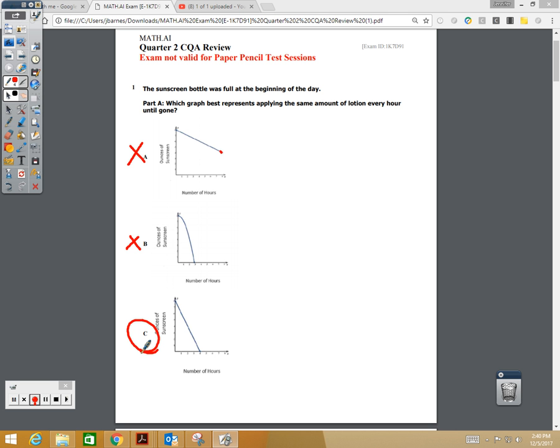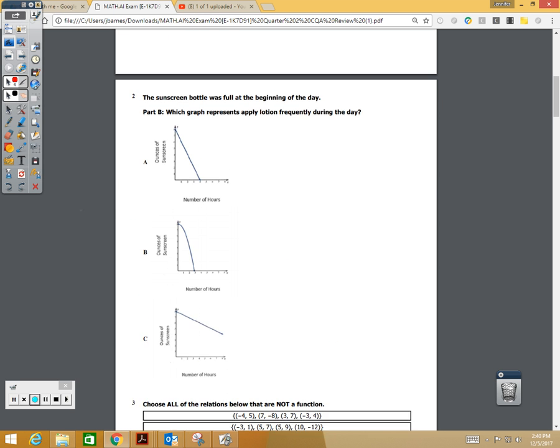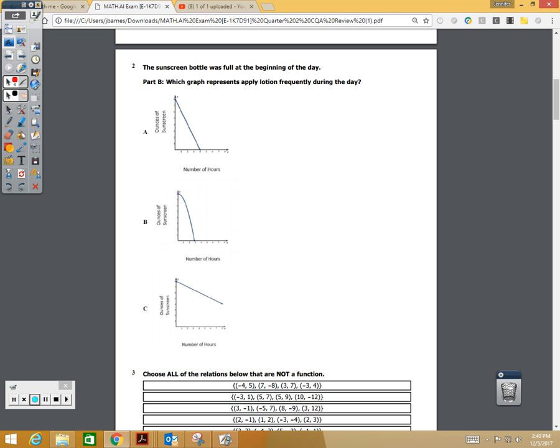Are there any questions about this problem? All right, then let's look at question number 2. Question number 2 is similar. It says the sunscreen bottle was full at the beginning of the day. Which graph represents applying the lotion frequently during the day? It doesn't say anything about it being gone.